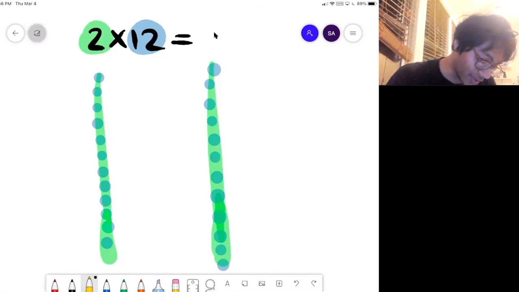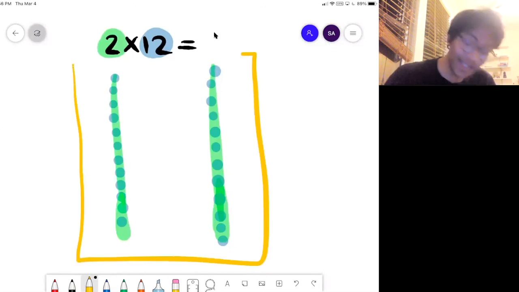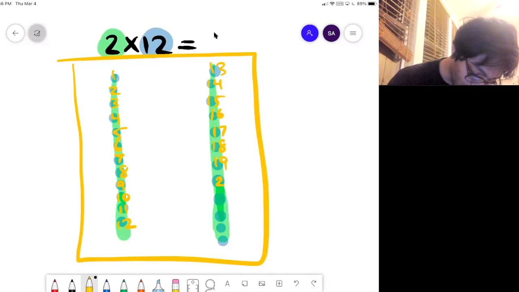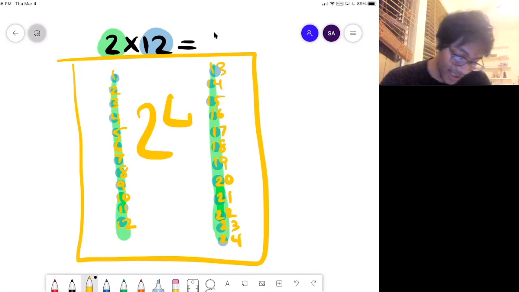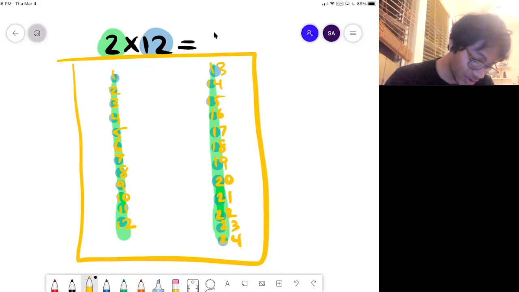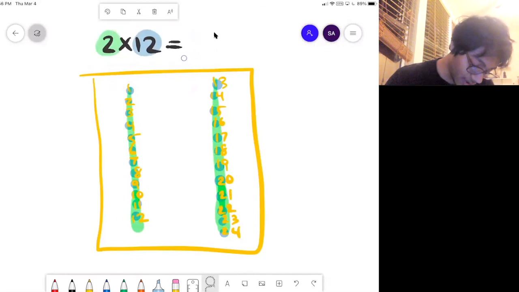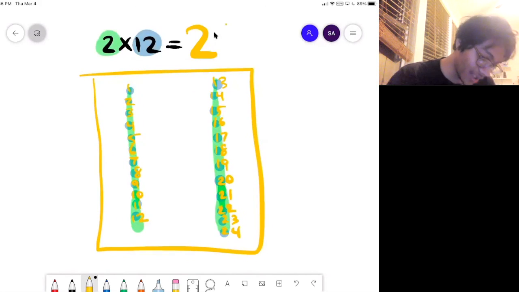So now I have to count up how many dots in the whole shebang. I have 1, 2, 3, 4, 5, 6, 7, 8, 9, 10, 11, 12, 13, 14, 15, 16, 17, 18, 19, 20, 21, 22, 23, 24. So 2 times 12 is 24 because there's 24 dots in the whole shebang. And so what is 2 times 12? That's just going to be 24.